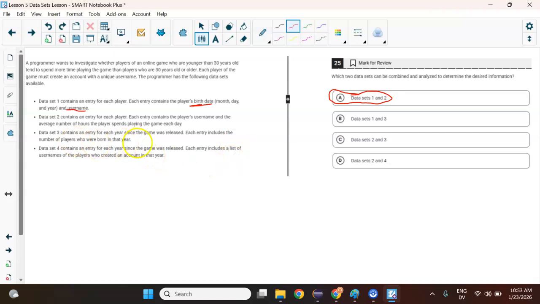Okay, and then for 3 and 4, again, these get wordy and I don't even really understand them. The number of players who were born in that year, I don't know, that doesn't seem all that helpful. And who created an account in that year. Creating the account in that year doesn't necessarily tell you how old they are. So this data set is not all that useful to us either. To me, the best answer for sure is data sets 1 and 2.